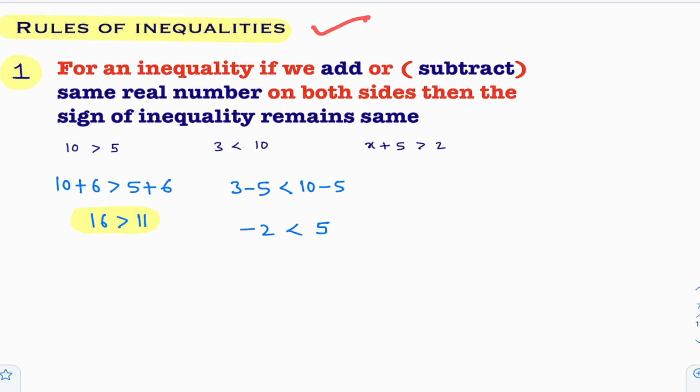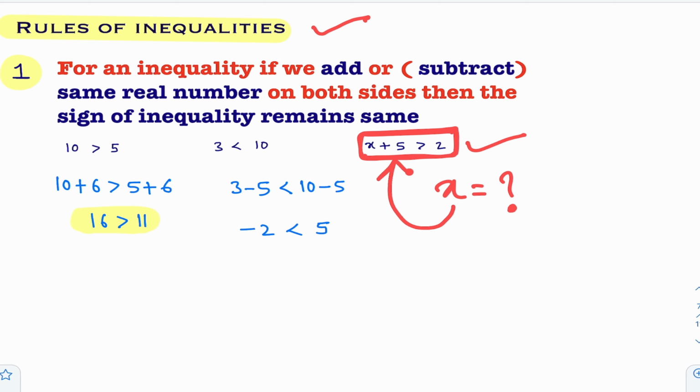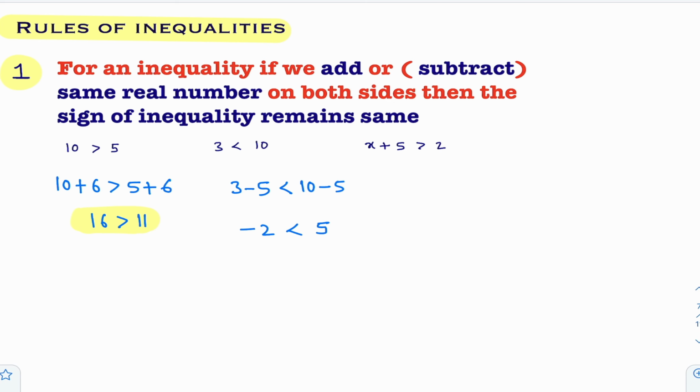See here, in this, one unknown value is there, x. So solving this is nothing but finding x values. Solving is nothing but for what x values this inequality holds good, right? Okay, for what x values this inequality holds good. How to solve this inequality? See, I want x. For that, what I'll do, I'll subtract 5 on both sides.